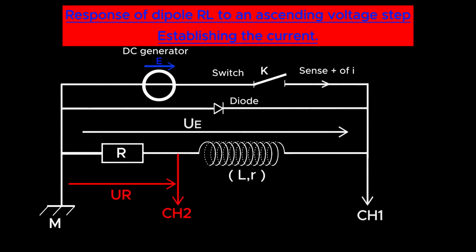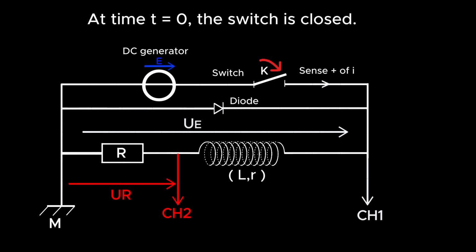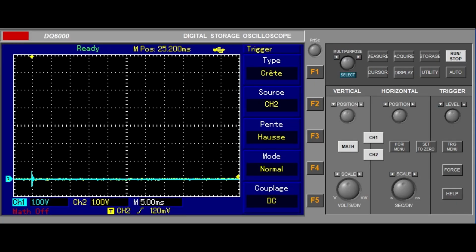We start by establishing the current. At time t equals 0, the switch is closed. There is a delay in establishing the voltage across the resistor and therefore a delay in establishing the current in the circuit. This is due to the presence of the coil. The oscilloscope now shows the voltage across the resistor, that is, you are on channel 2, and the voltage across the generator on channel 1.